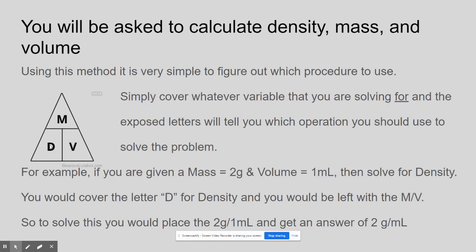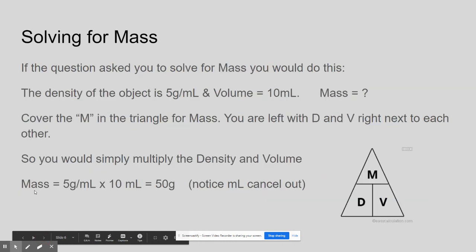So the example we gave you here, if you have a mass of 2 and a volume of 1, that would be 2 divided by 1. 2 divided by 1 is 2 grams per milliliter. So since the mass is 2 and the volume is 1, it'd be 2 divided by 1, and you'd get 2 grams per milliliter.